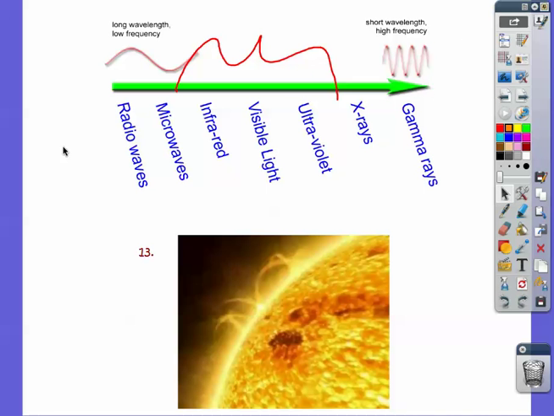Now, all of these types of waves are emitted from the sun, but really this infrared and then our next two categories, visible light and ultraviolet, these are the ones that come most significantly from our sun, more of these than anything else.